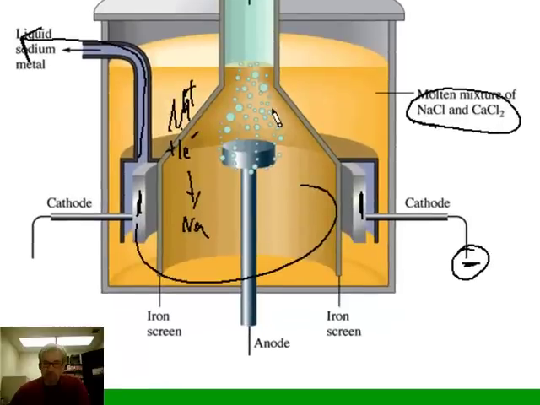In the middle of the little chimney is an anode, a little bar that's hooked to the positive terminal of the current source. And so the oxidation of Cl- takes place to produce chlorine gas, which goes up the pipe, and then you can collect that and sell it as well.